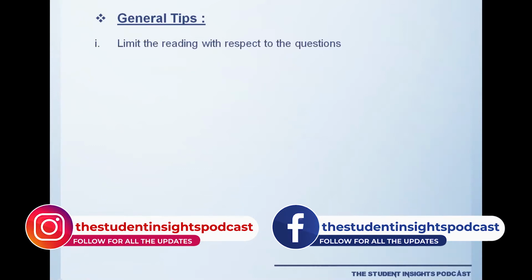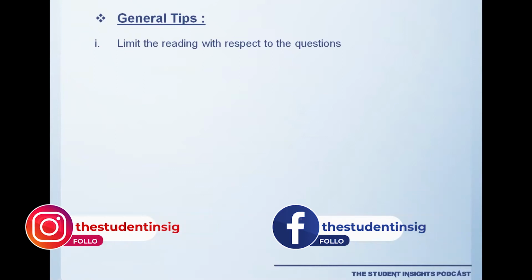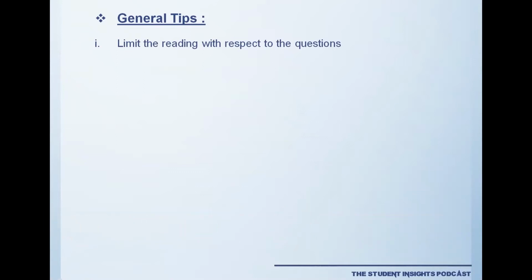So the first one is limit the reading with respect to the questions. There's no need to go through the entire passage because your main objective in the reading test is to actually solve the questions given down below. So please make sure you first read the questions so that you know what information is required and what needs to be derived from the passage.